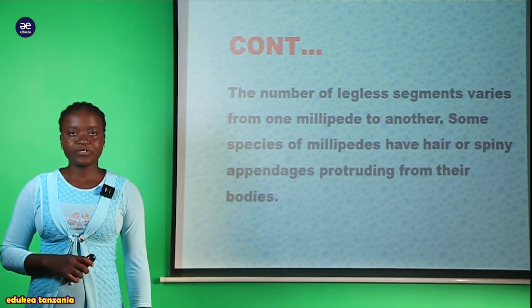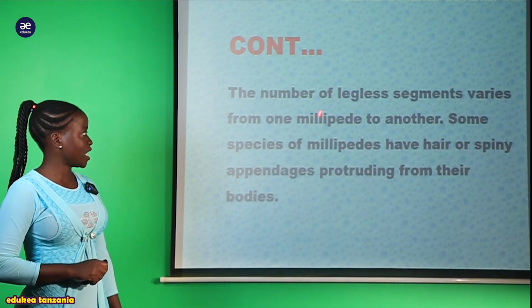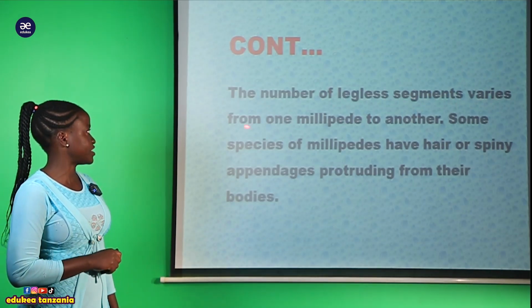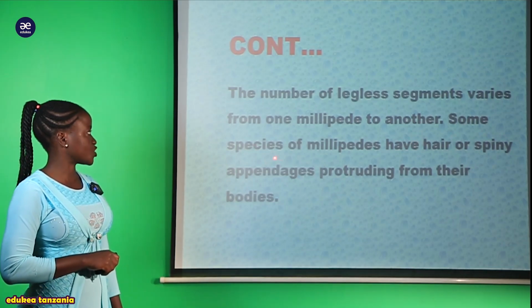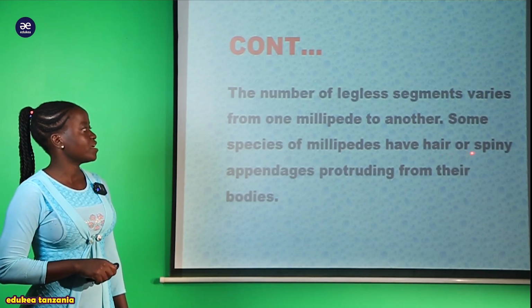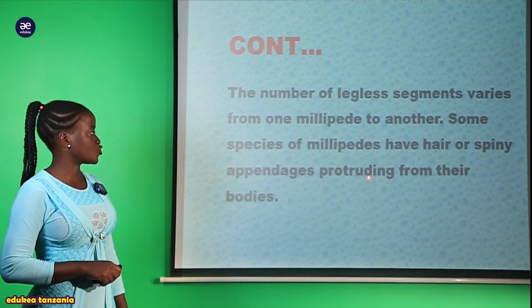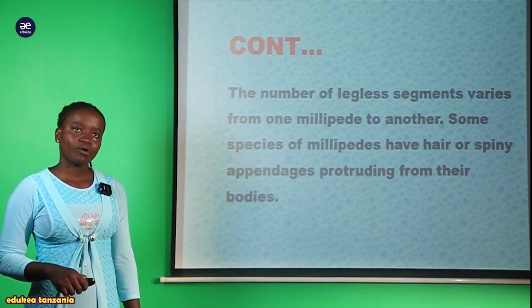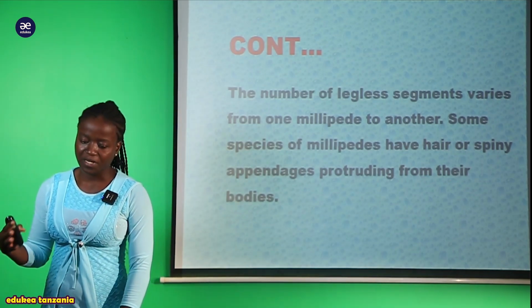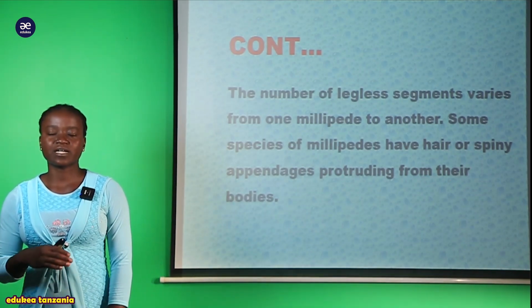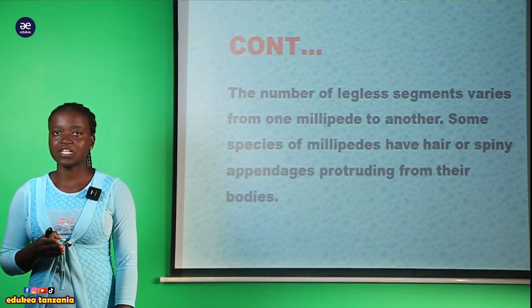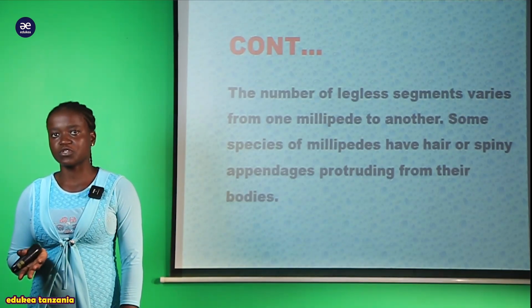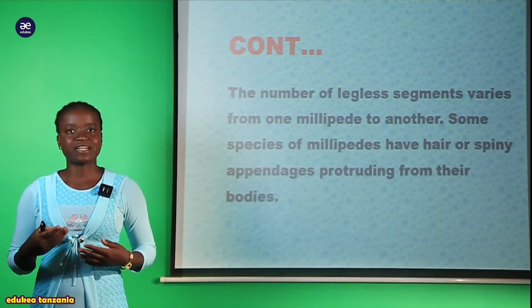And also, my students, here we can say that the number of legless segments varies from one millipede to another. So some species of millipede have hairy or spine appendages protruding from their body. Kwa hii tunasema kwamba the number of legs pia inayopatikana kwenye first segment or in the last segment inakuwa inadepend from one species of millipede to another species of millipede. Ndio maana tunasema ina vary.